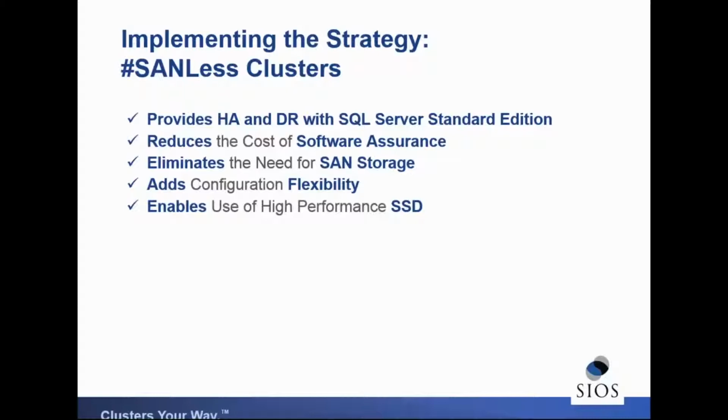We reduced the cost of software assurance. This is a little bit of common sense, but just to understand, software assurance is based on your total licensing cost. So if we're implementing our disaster recovery without using something like Always On availability groups, where we're having to buy Enterprise Edition licensing, and we're using Standard Edition because we're using a SANLess cluster, that's going to greatly reduce our total license cost. Therefore, we're not going to need an Enterprise Edition license. Therefore, our software assurance number is going to be a lot lower.